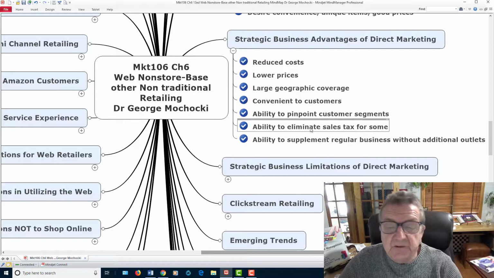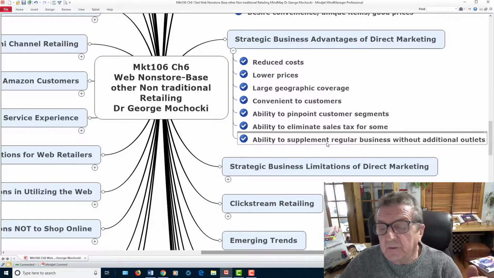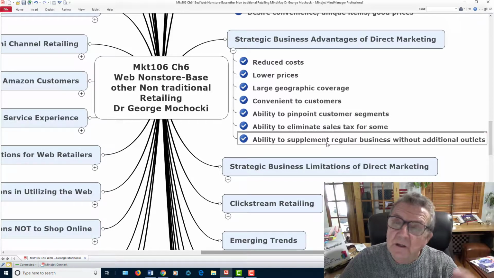Pinpoint customer segments, ability to eliminate sales tax for some, depending on the state. Remember, things change. Ability to supplement regular business without additional outlets. Remember, you have your own business. Even the business you're going to be opening up in my course, your hypothetical store, you have to have a web presence.